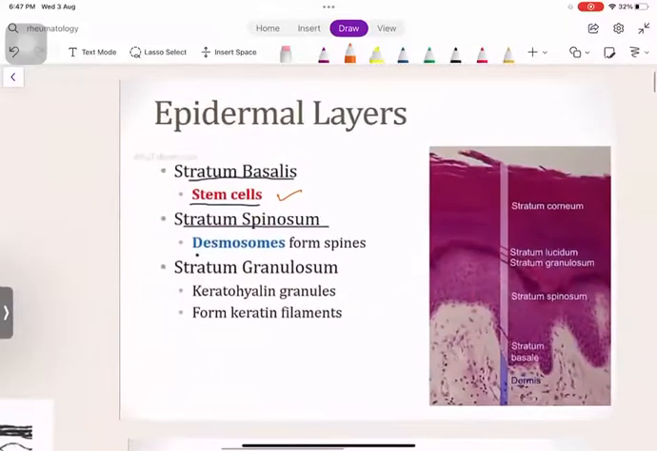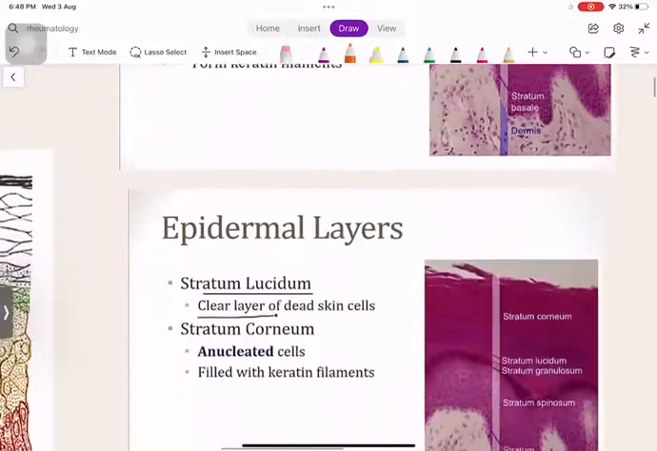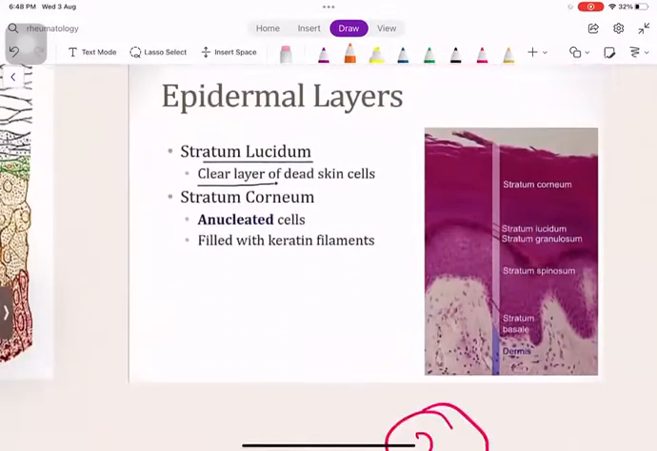Now, if we see stratum basale, they are stem cells. Spinosum, we have spine-like cells, and desmosomes form spine-like cells. And in stratum granulosum, we have keratohyalin granules. Lucidum, clear layer of dead cells, and in corneum, anucleated cells which are filled with keratin filaments.